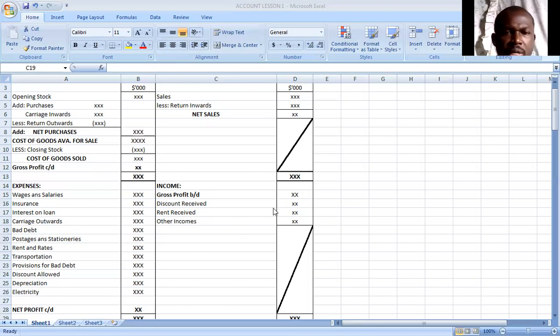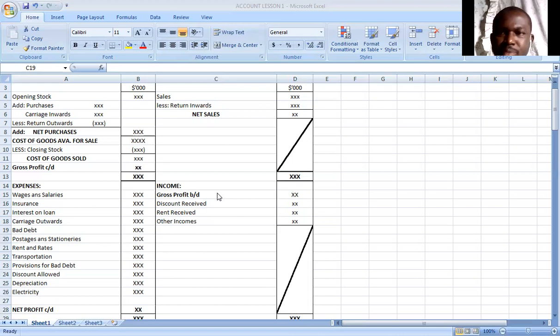Okay, now quickly, we had gross profit from this. We bring it down. We'll call this part here the gross profit carried down. Then we'll bring it down to the income side. It's profits made during the trading period, so it's an income. So it comes to the income side. As it comes to the income side, you add up other income to the amount there.